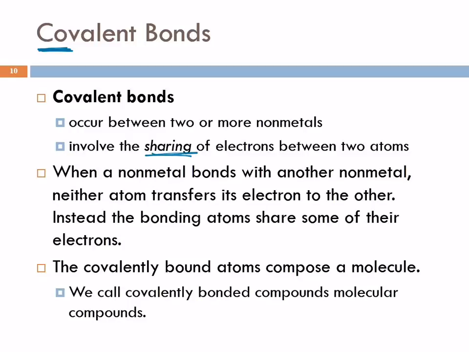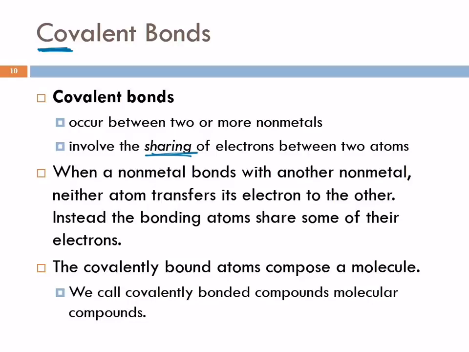Ionic bond was a transfer. The one atom just completely transfers the electron to another. It doesn't belong to that atom anymore. In a covalent bond, we don't have that transfer. We're sharing electrons. This is going to happen between two or more nonmetals. Metals don't form covalent bonds. They're not very good at sharing. The nonmetals are good at sharing the electrons.